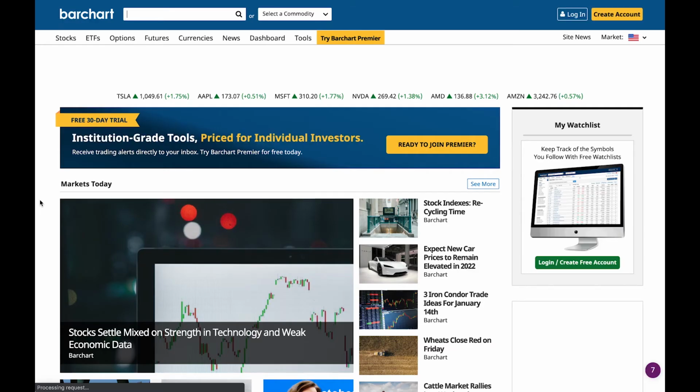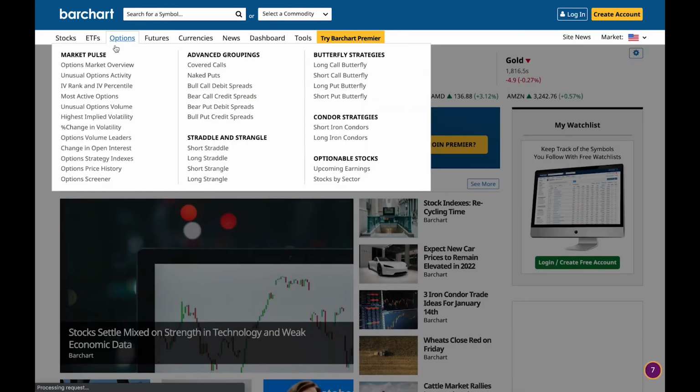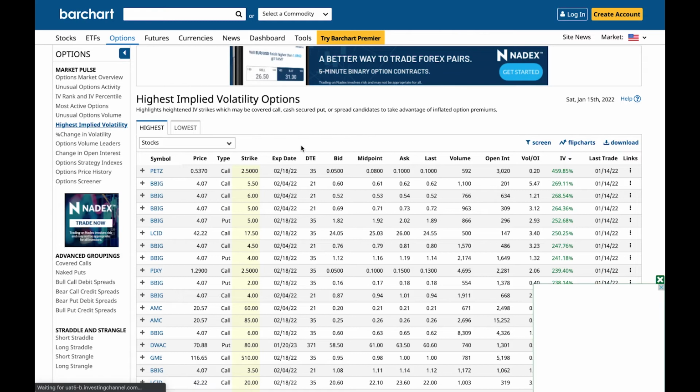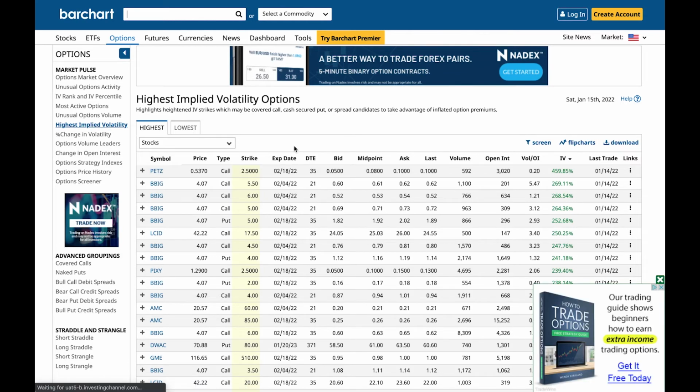Okay, so here we are at Barchart, and what I do is go over to the options right here, and I look at the highest implied volatility. So I click on this. You can see here the highest IV options that are being picked up by this screener, and you can click on any of these headers and sort them by whatever metric you like.